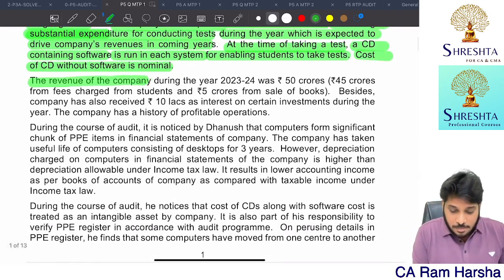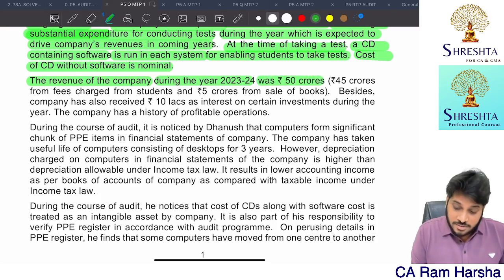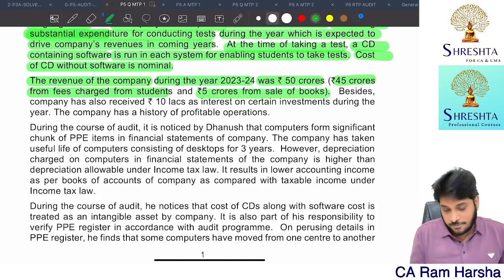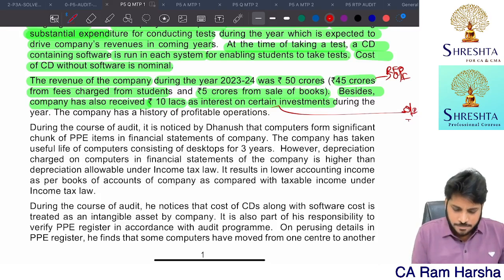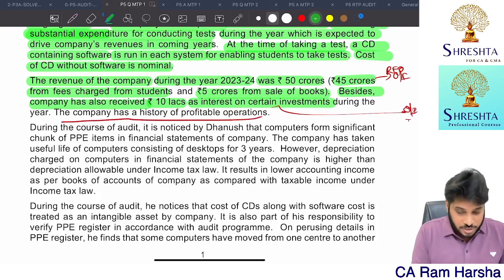The revenue of the company during the year 23-24 was 50 crore. Okay, they have given the breakup: 45 crore from fees charged from students for conducting tests, 5 crore from sale of books. Besides, the company has also received rupees 10 lakhs as interest on certain investments. So the company has operating income, revenue from operations, of 50 crore and other income of 10 lakhs. The company has a history of profitable operations.